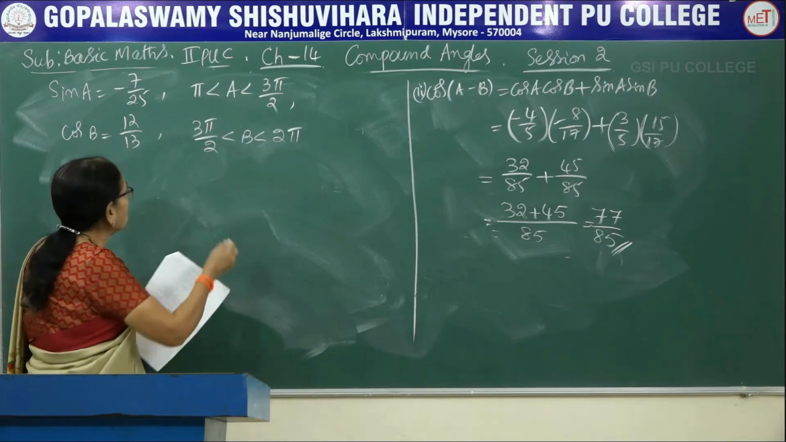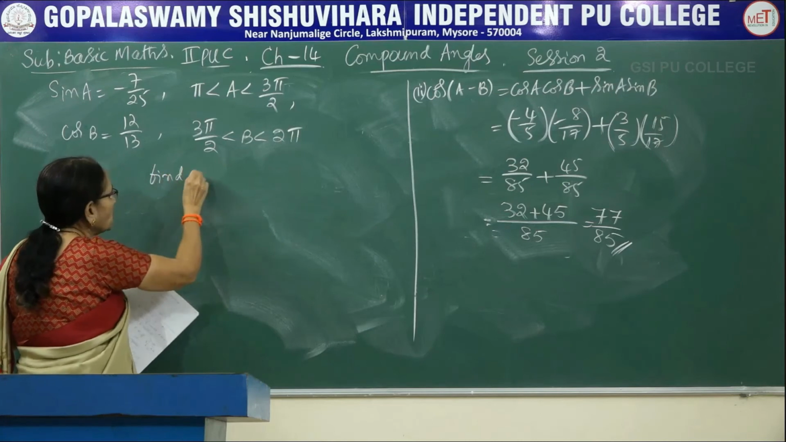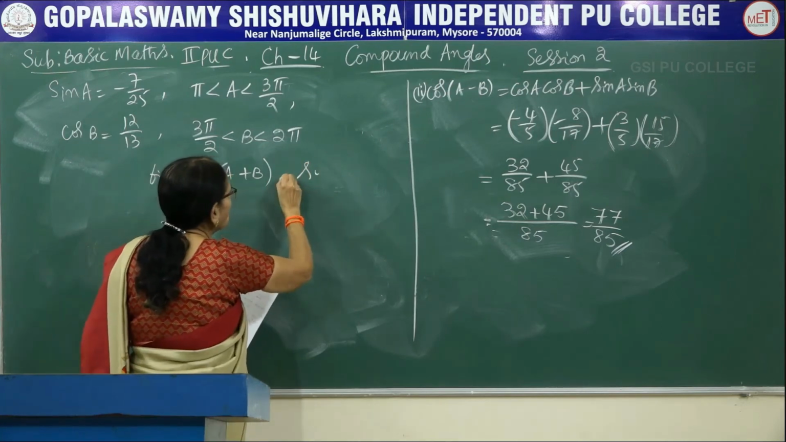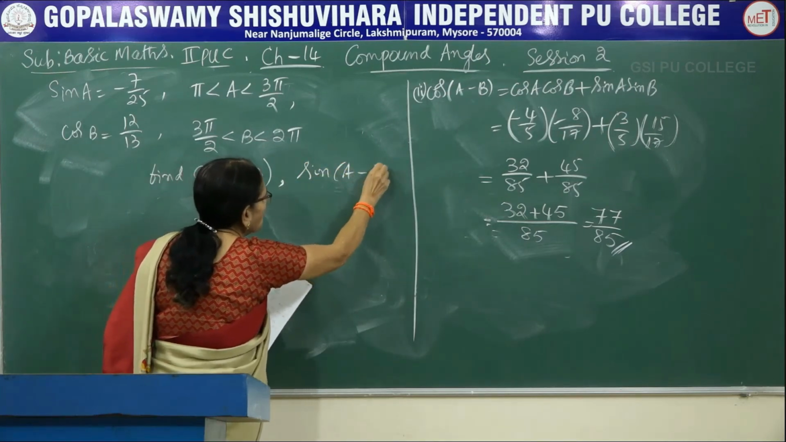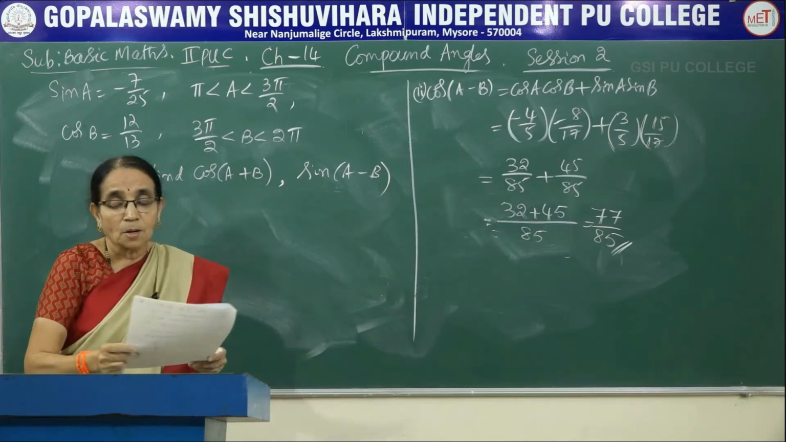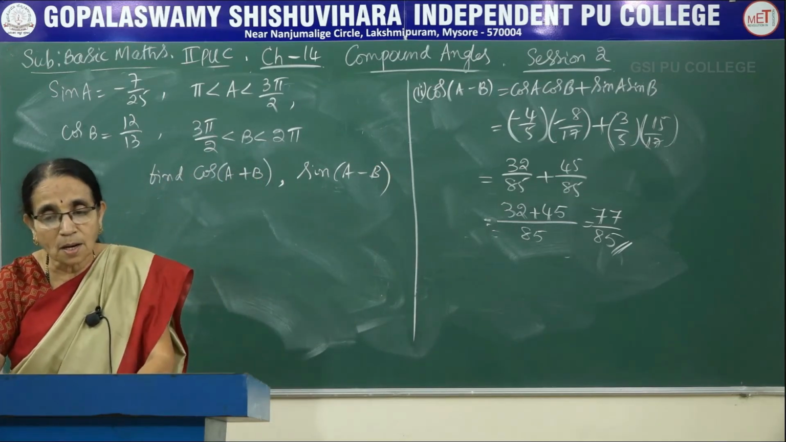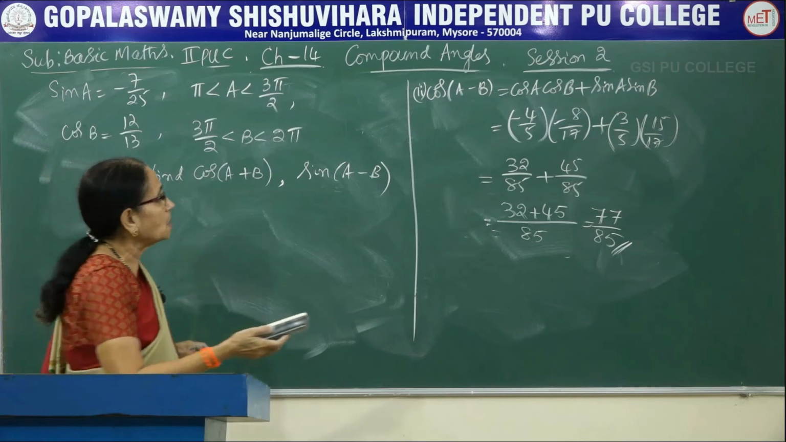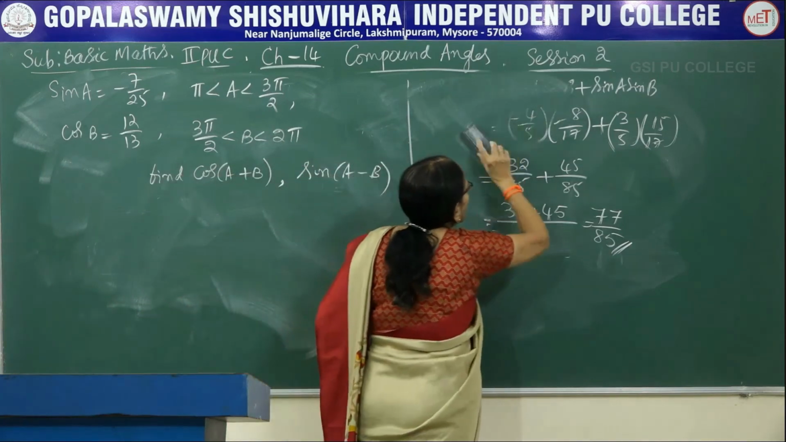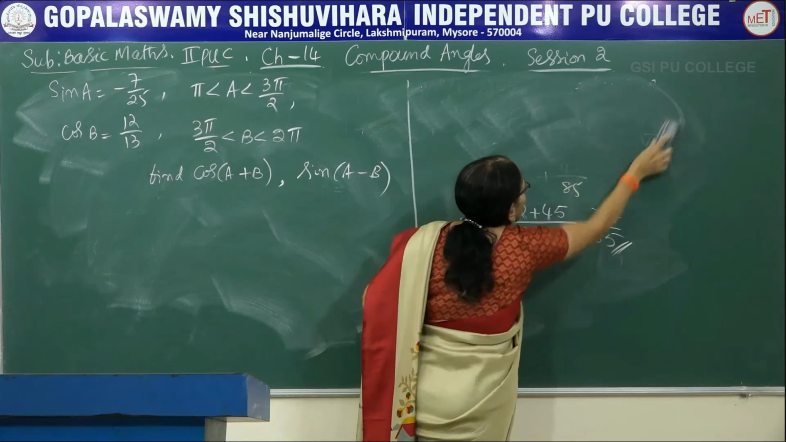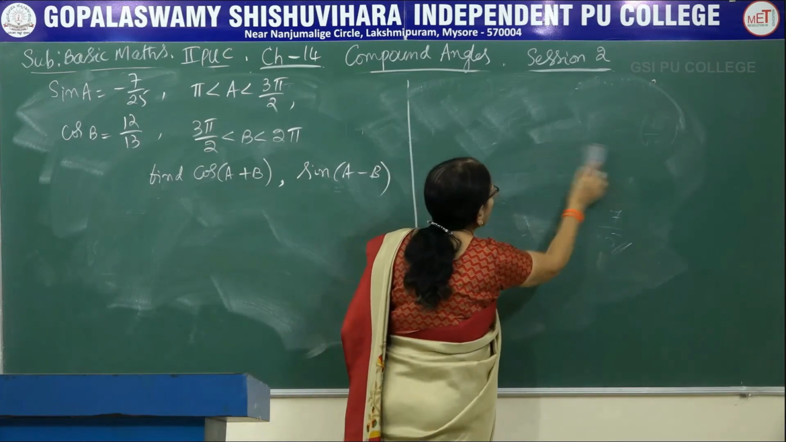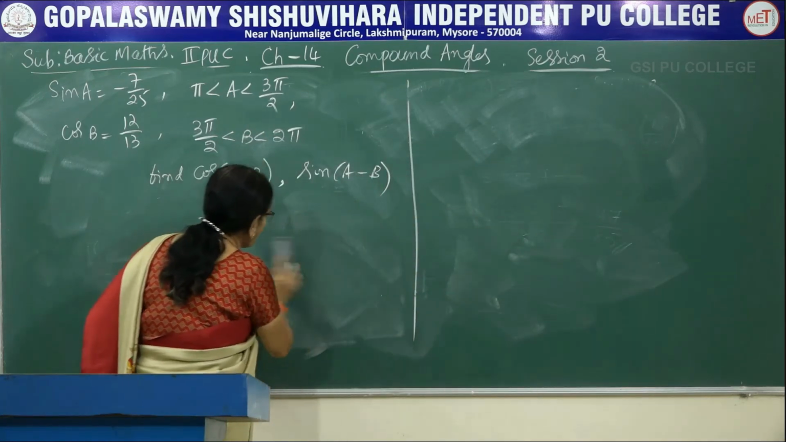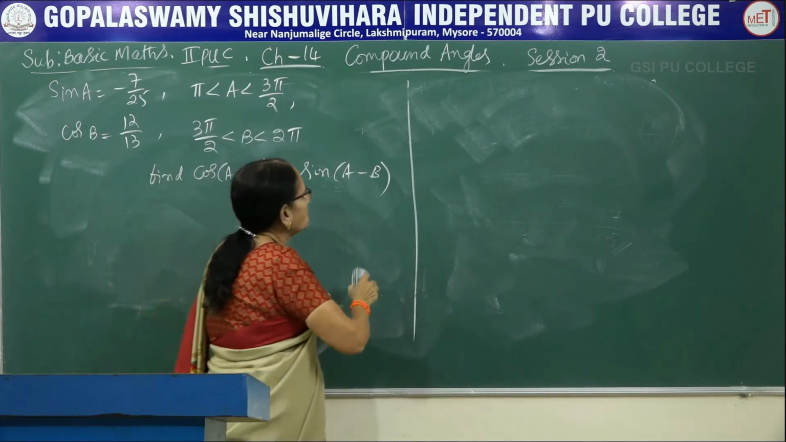Now what has to be calculated is you have to find cos of A plus B and sin of A minus B. So these are the two calculations. Here you have to be careful to write the appropriate sign. That's why I am telling you repeatedly, don't write the sign in the diagram. That may be confusing. Looking at the ratio, you always write the sign when you do the calculation. That is always a good practice.